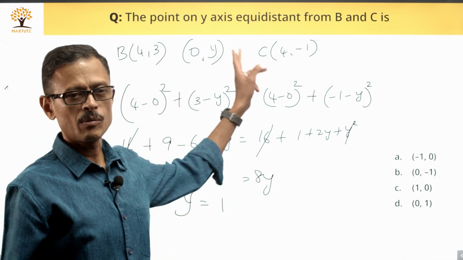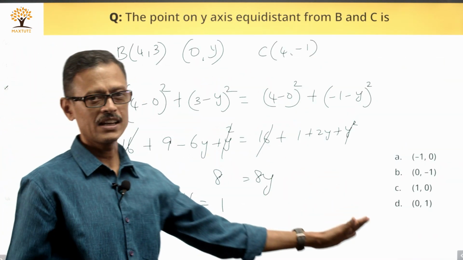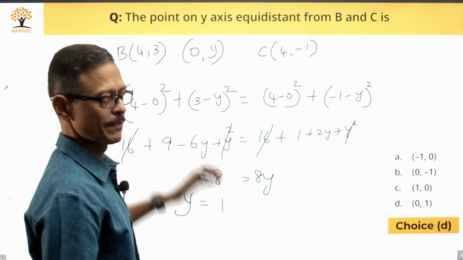Coordinates of the point (0, y), which is (0, 1), which is what we got here without doing so much calculation. (0, 1), answer option D is the correct answer to this question.